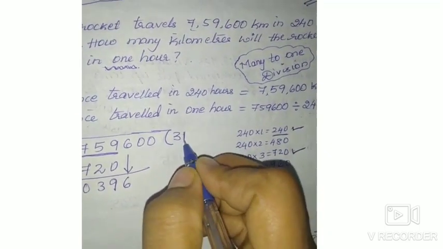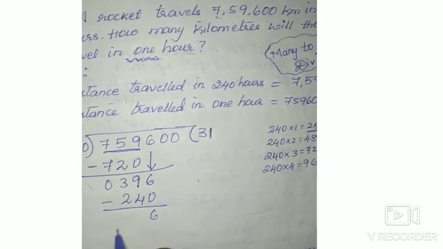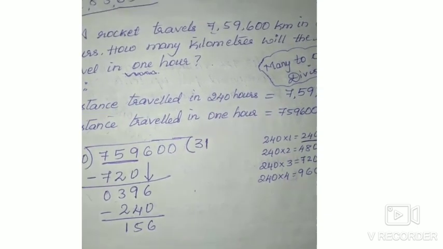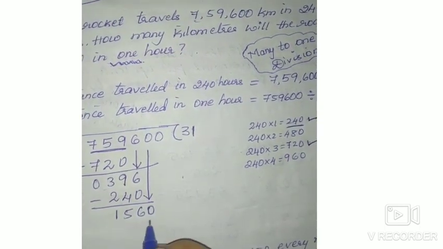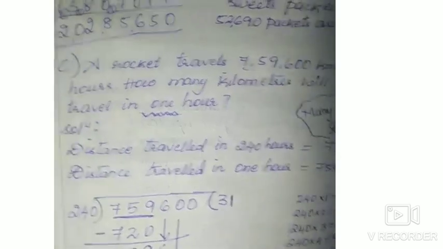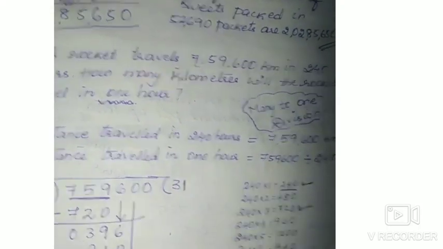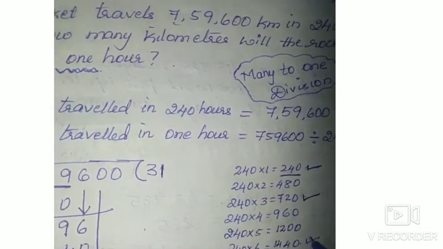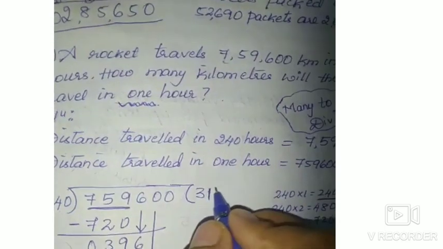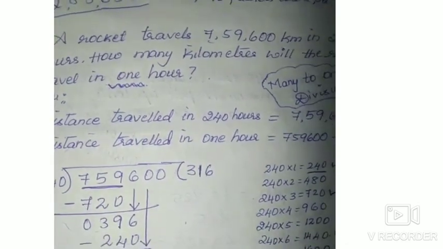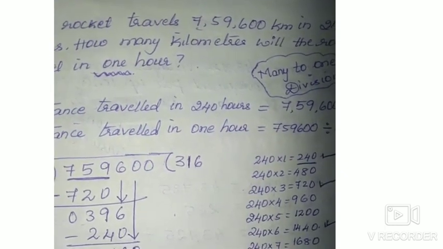That is 240 ones are 240. Now 6 minus 0 is 6, 5 minus 4 is 1, 3 minus 2 is 1. Now bring 0 down. It is 1560. Now you search 1560. There is no 1560 exactly, so take the number immediately less than this. So that is 240 sixes are 1440. Now subtract.